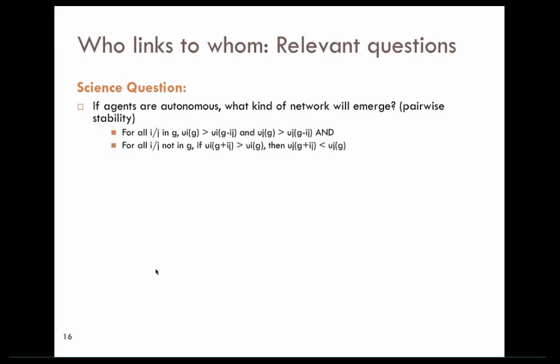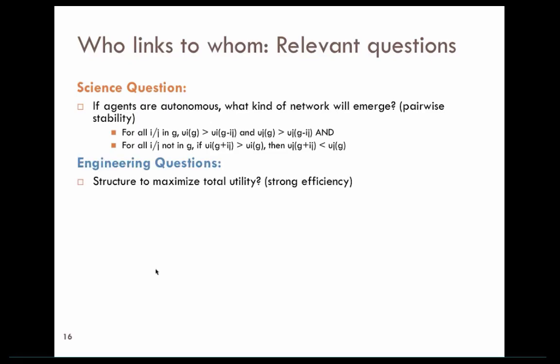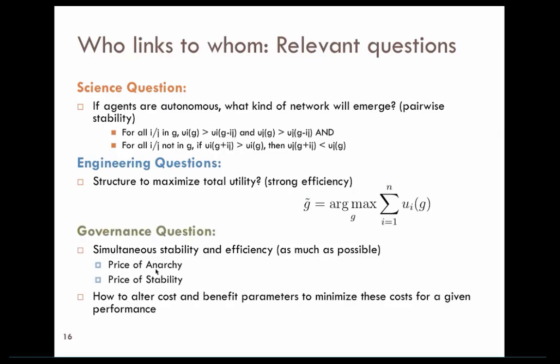once we have this model, what problem are we trying to solve? One problem is more like the science question, as economists have mostly been looking at. If we allow these agents to pick and choose their connections so that their own utility gets maximized, what kind of network will we get? And there's a notion of stability that determines whether everyone is happy with the current structure of the network. The second question is the engineering question: if you are a centralized designer, who should you connect to whom so that you get the maximum possible total utility in the network? That's finding the topology G-hat that maximizes the aggregate utility of the system.